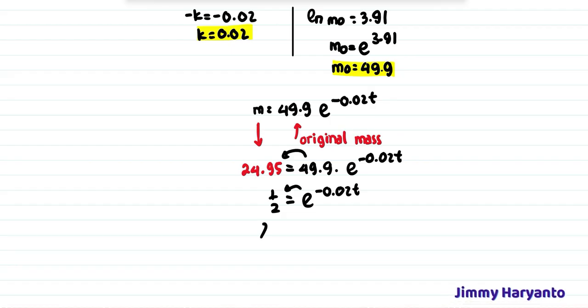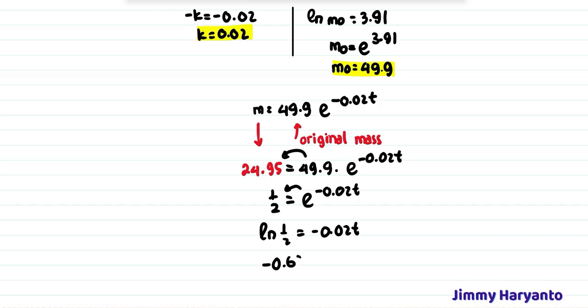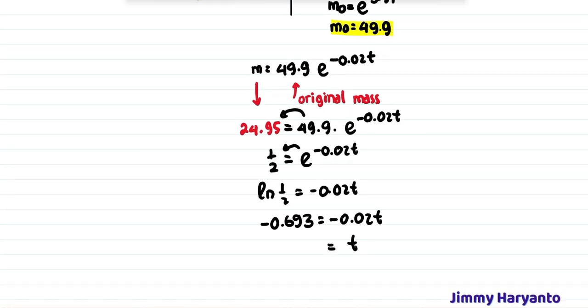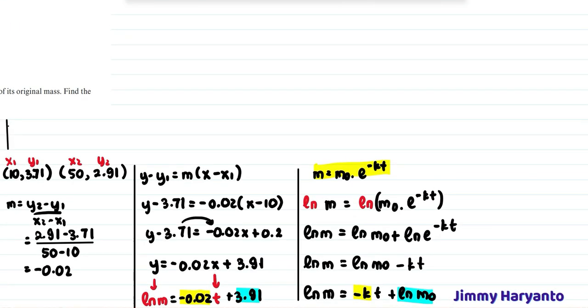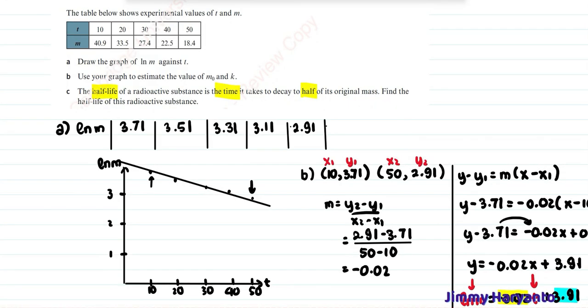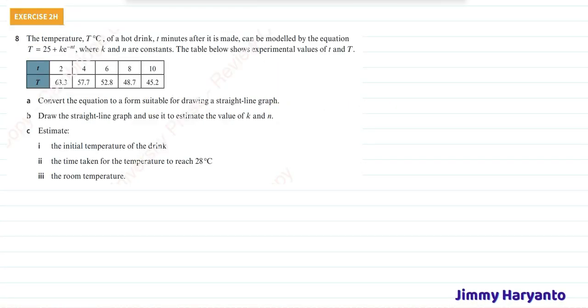Then you move the e, you'll have ln half equals negative 0.02t, and then ln half is negative 0.693 equals negative 0.02t. That means the time equals 34.6. There you go. This is the value of the half-life, or the time. Okay, that's it. Next is question 8.